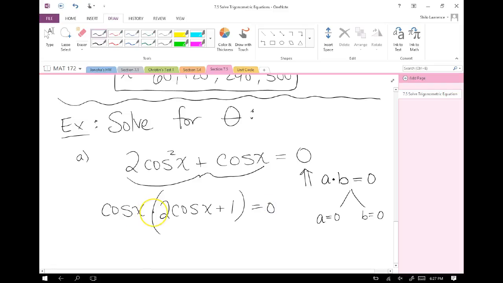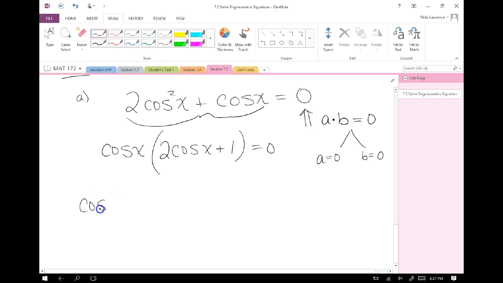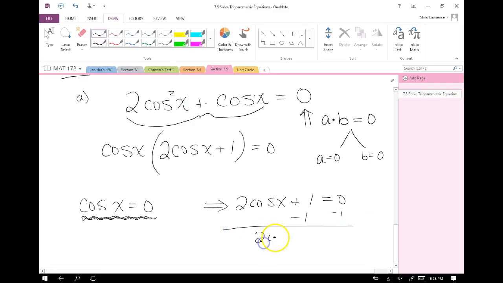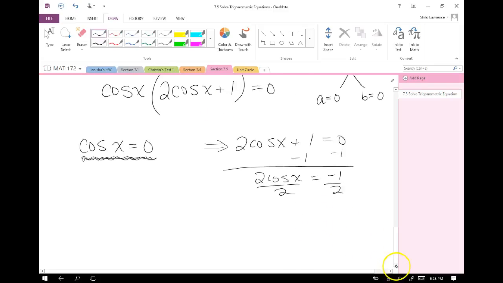So now I've got the left-hand side written as a product, and it's equal to 0. So I can now separate them and say either cosine x equals 0 or 2 cosine x plus 1 equals 0. Now this guy is ready to go. I'm ready to look at my unit circle and get an answer for him. But on this one, I've got some opposite operations to do still to get cosine by itself. I need to subtract the 1 over, and I need to divide the 2 over. So on that second equation, we get cosine x equals negative 1/2.